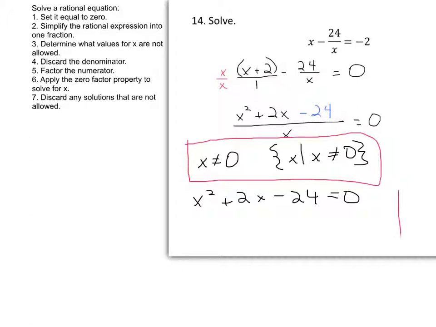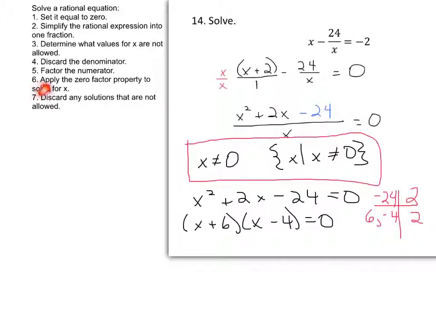So we come over here. We want two numbers that multiply to give us -24 and add to give us 2. Well, 6 times 4 is 24, and its difference is 2. And if the 6 is positive and the 4 is negative, they'll multiply to give us a negative number and add to give us a positive number. So we write those numbers down. And now we have factored the numerator after discarding the denominator.